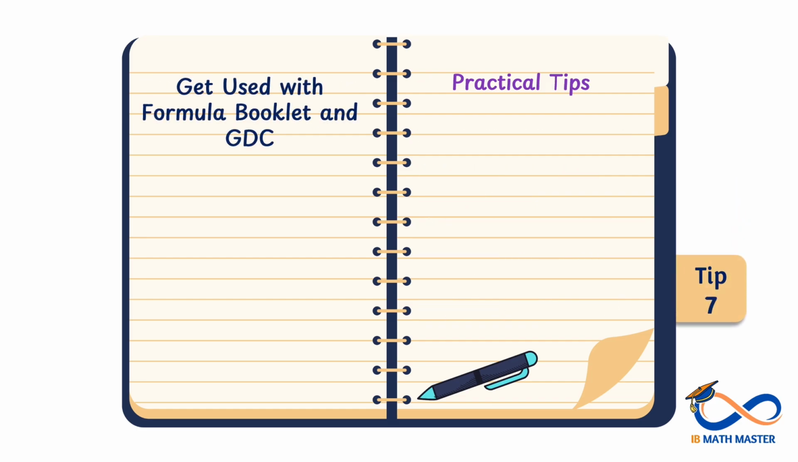Tip number 7. Get comfortable with your formula booklet and graphing display calculator. Your formula booklet and graphing display calculator are your best friends in the exam, so you want to be super familiar with them. Make sure you know where everything is in the formula booklet so you can find what you need fast. And don't just use your GDC for every basic stuff. Practice using it for graphing or analyzing graphs, solving equations, and any other advanced features you might need.